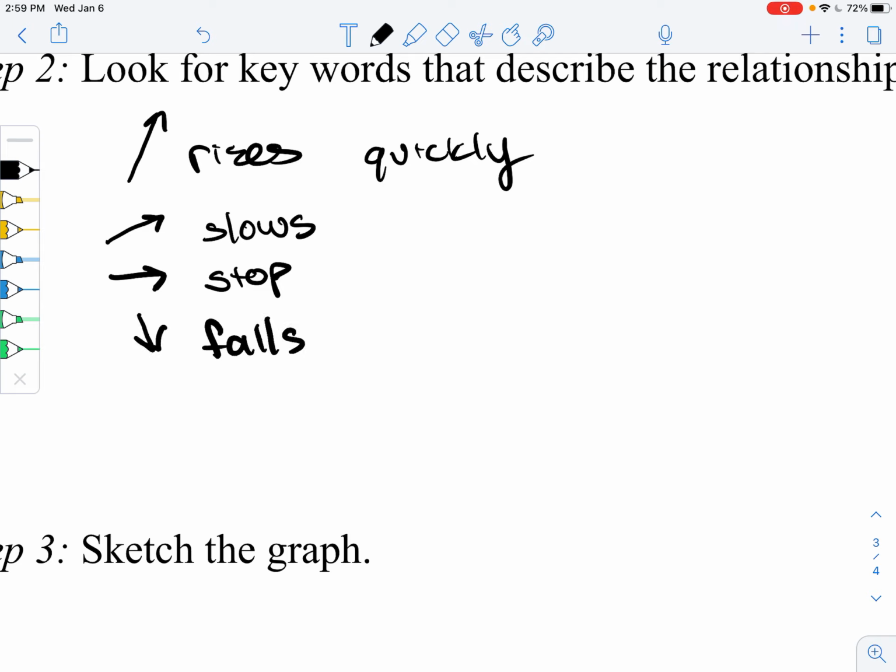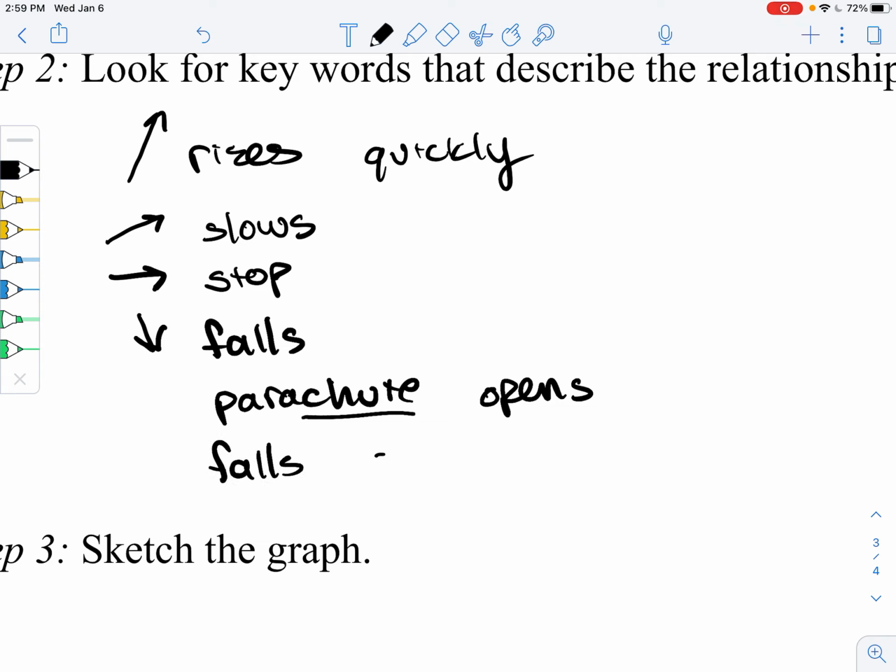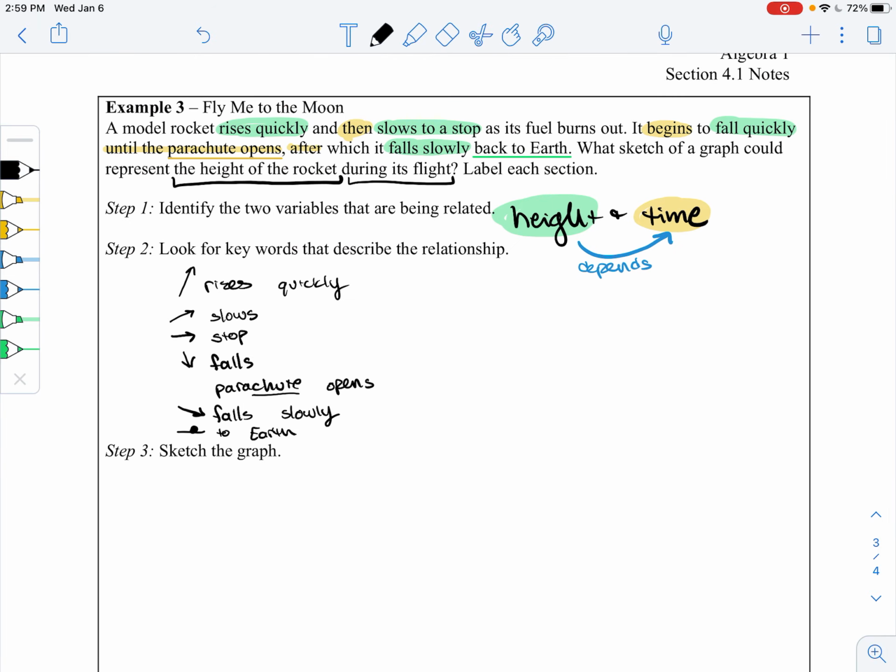But then the parachute opens. Oh, shoot. Okay, and then it falls slowly back to Earth. Oh, I got ahead of myself. So when the parachute opens, that's going to be a change, falling slowly as it's still going down, but not as fast. And then at Earth means it made it back to Earth. Yay, cool. Okay, so let's start out with our title.